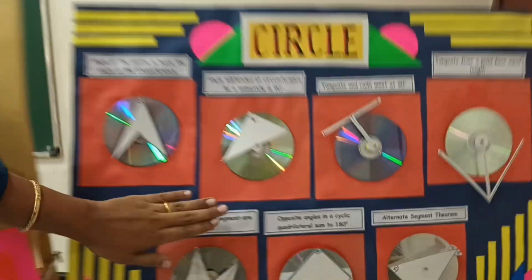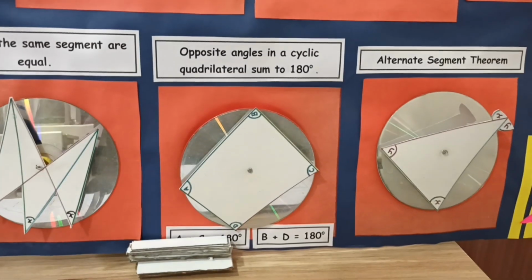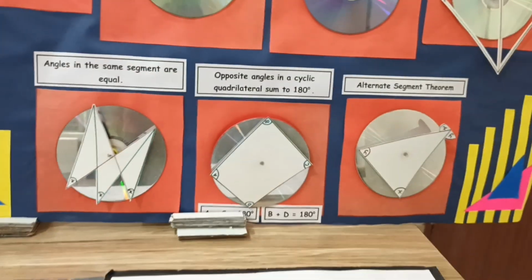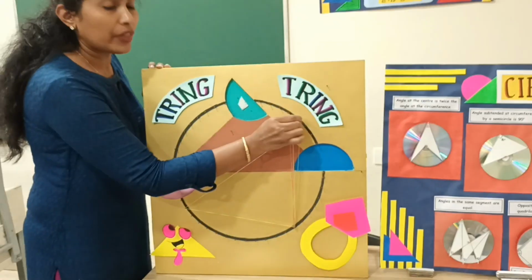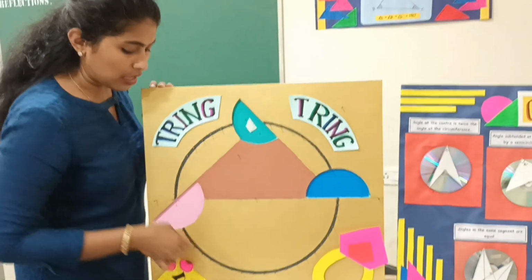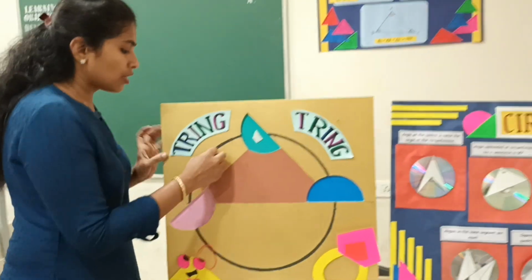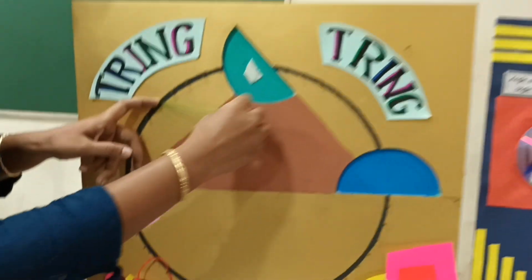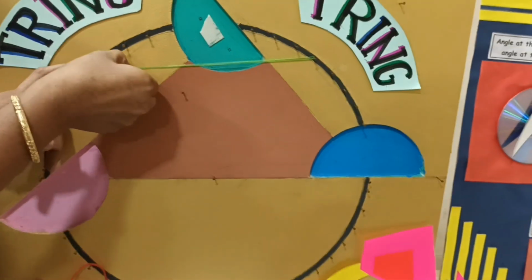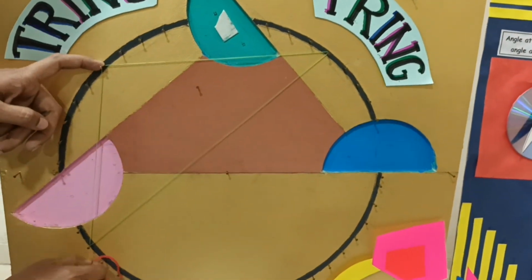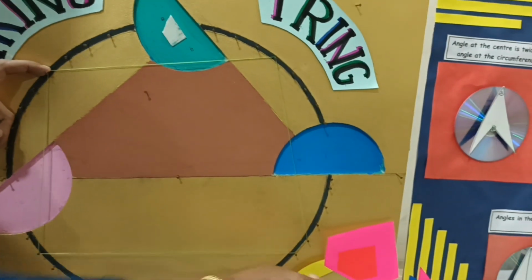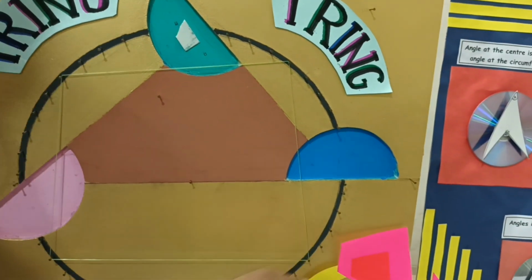The next concept which we can show a student is opposite angles in a cyclic quadrilateral are 180 degrees. So now we can make a cyclic quadrilateral. A cyclic quadrilateral is a quadrilateral which is made inside the circle touching its circumference. So I'm going to make a cyclic quadrilateral over here. This plus this plus this plus this. My cyclic quadrilateral is ready.